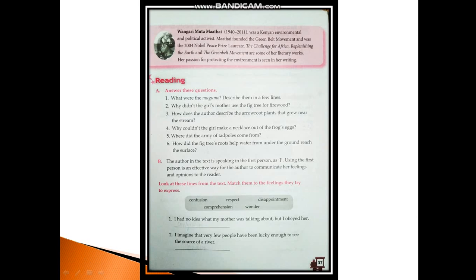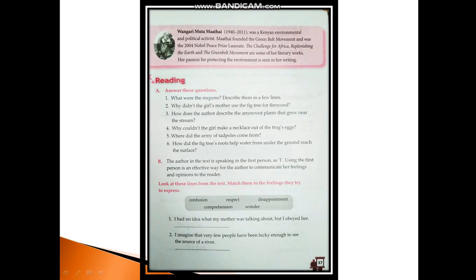Third question is, how does the author describe the arrowroot plants that grew near the stream? So the answer to this would be, the author described the arrowroot plants that grew near the stream as the typical crop foods. Arrowroots when cooked are starchy like potatoes and grow only where there is a lot of water.